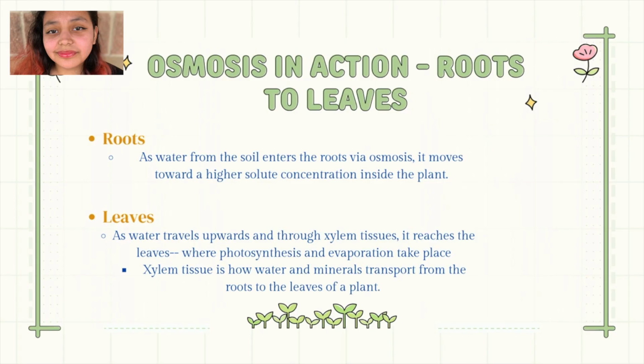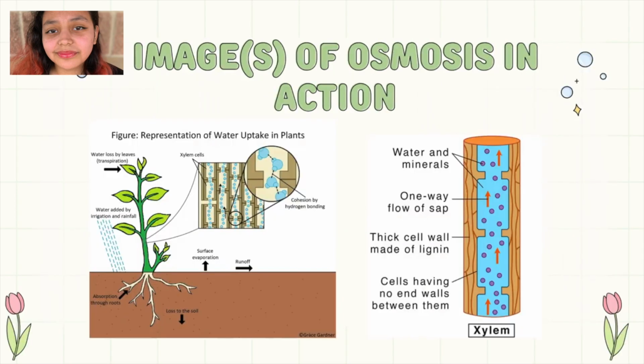Whereas in leaves, as water travels upright through xylem tissues, it reaches the leaves, basically where photosynthesis and evaporation will take place. Xylem tissue is basically how water and minerals are transported from the roots to the leaves of a plant. If you were wondering, that's what xylem tissue is.